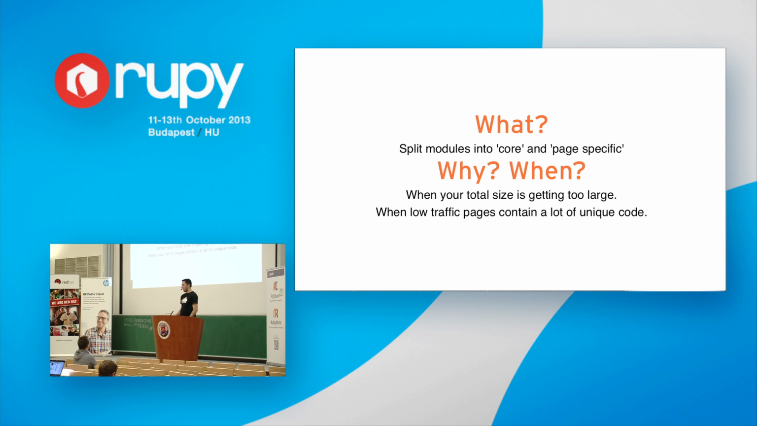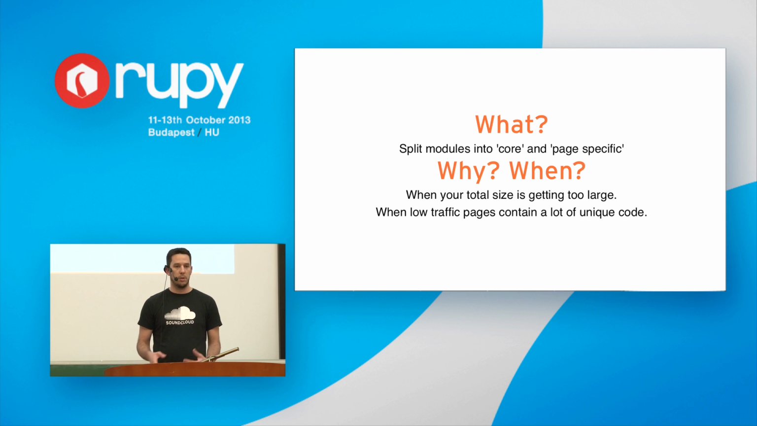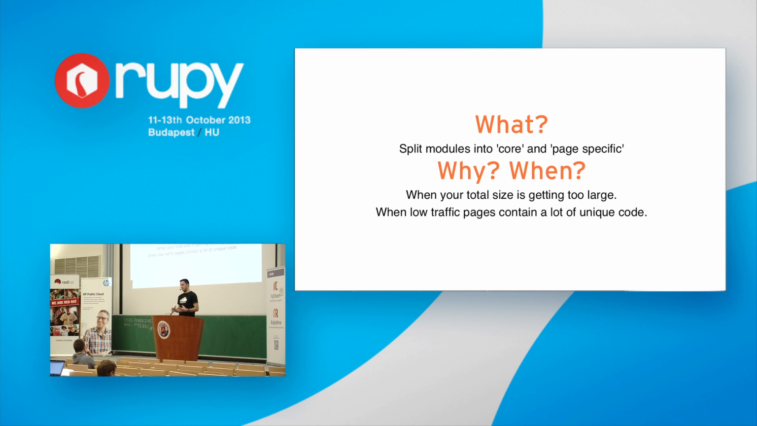And the other thing is if you have low traffic site pages on your site, which include a lot of unique code. So for example, on SoundCloud, we have a page for the stats for a creator and also upload. These are pages which are not visited very often across all of our users, but they have a lot of code for graphing and so on. So we don't want everyone to be downloading D3 every time they want to just listen to a track. So what we're able to do is split them out into some code which is only loaded when it's needed.